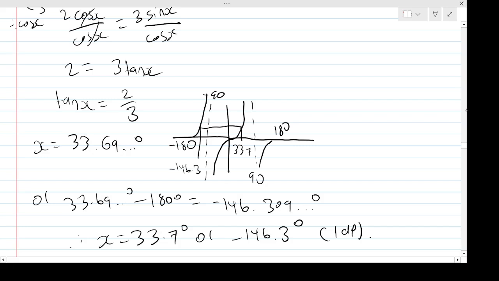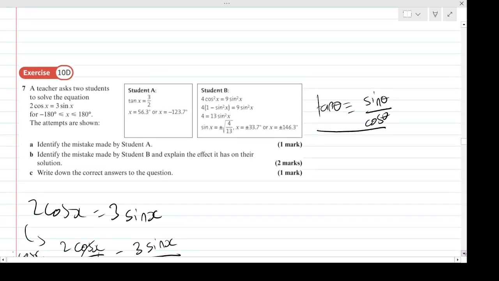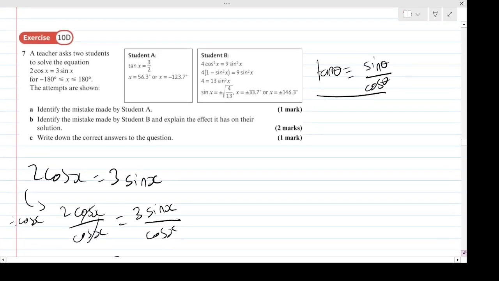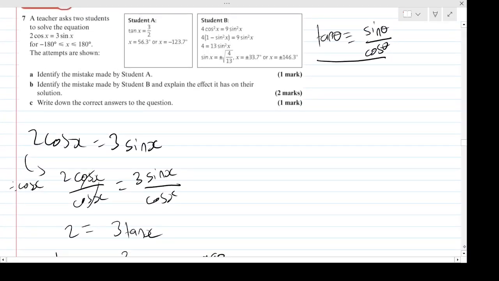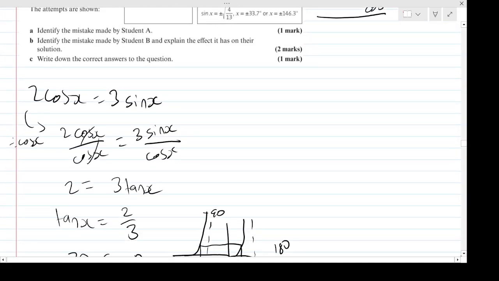Now, let's have a look at the working then. So we've kind of done part C then, right? So part A, the mistake in student A's working, let's compare with our working then. They got tan x is 3 over 2. Let's have a look. Oh, well, we got 2 over 3. We got the other way around. So that's the mistake then.